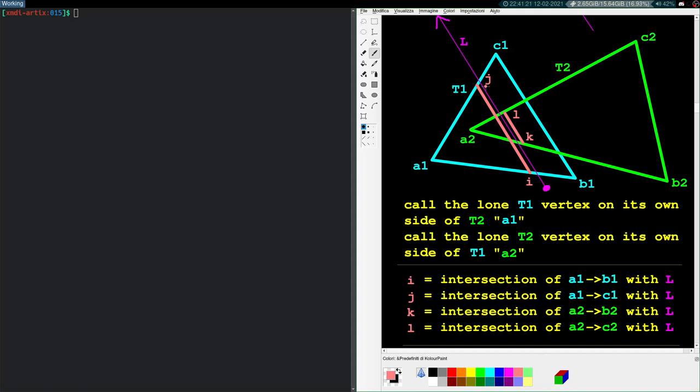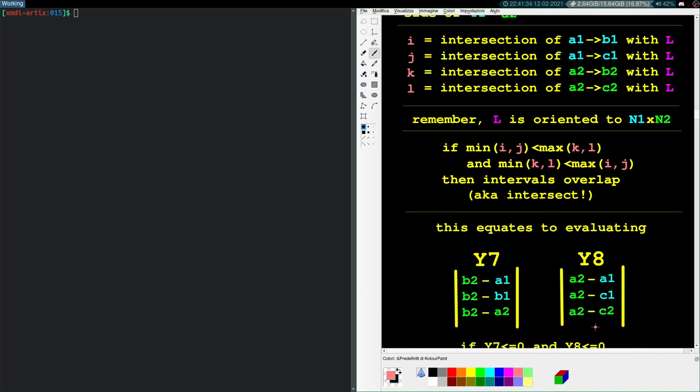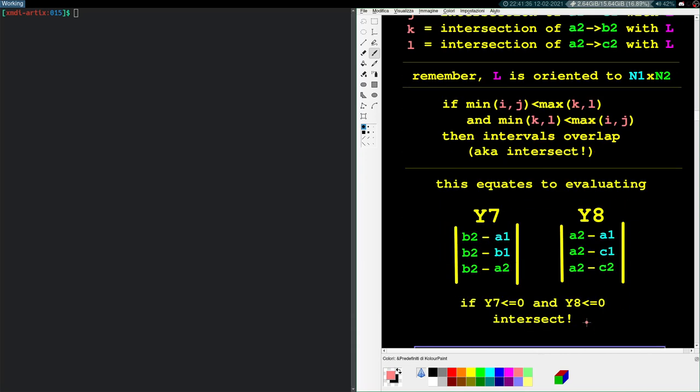If they're not, then you do have the intervals not overlapping. So you must have this min-max evaluated in this way for there to be guaranteed intersection. And lucky for us, this equates to evaluating these two determinants. So computing these ones in the way I said before, if these are both less than or equal to 0, you have intersection.